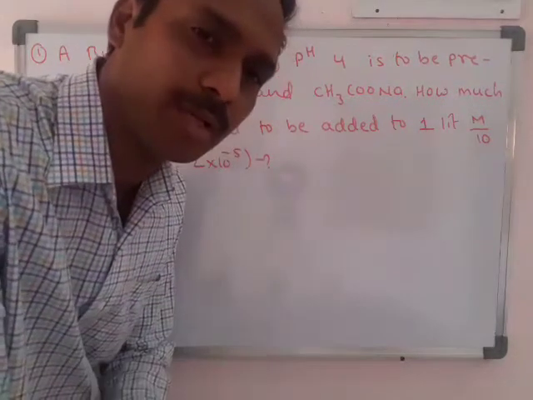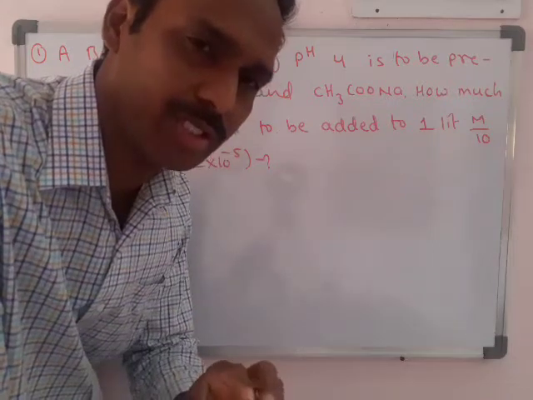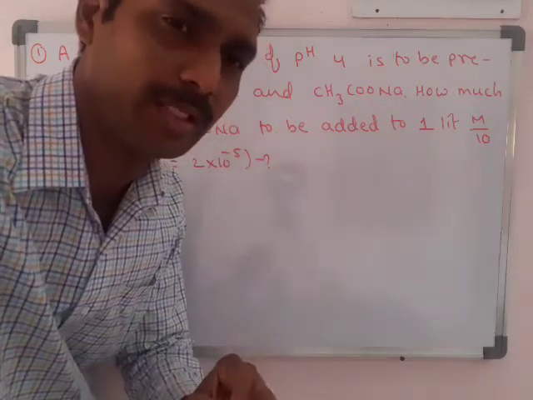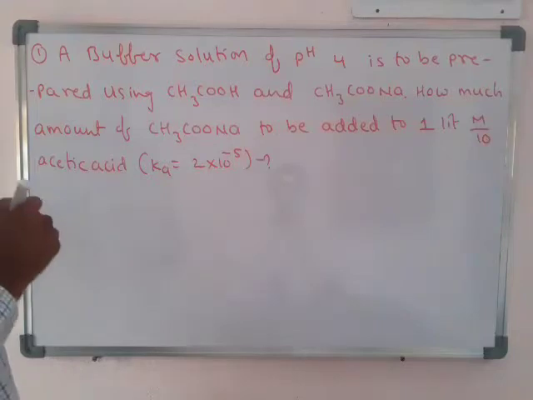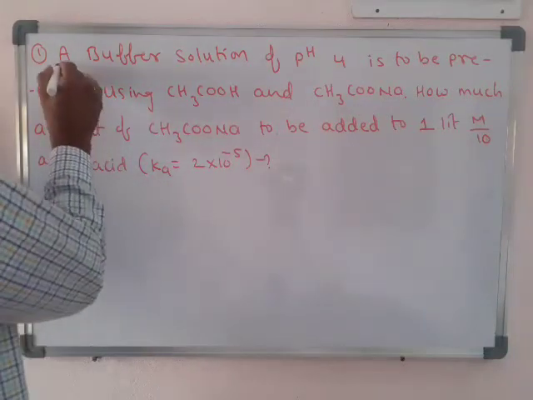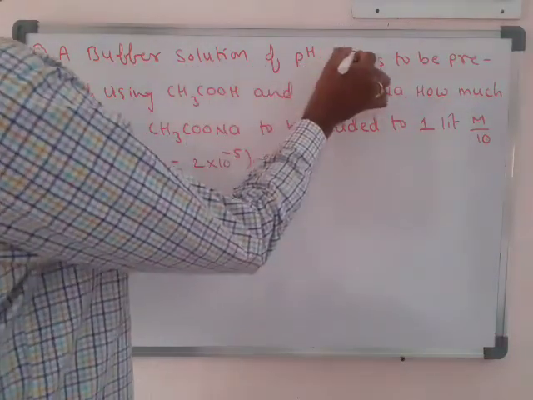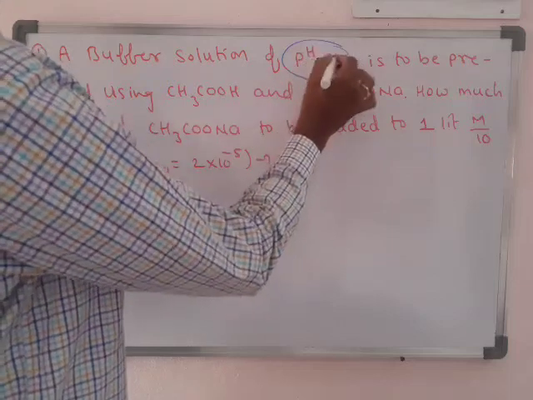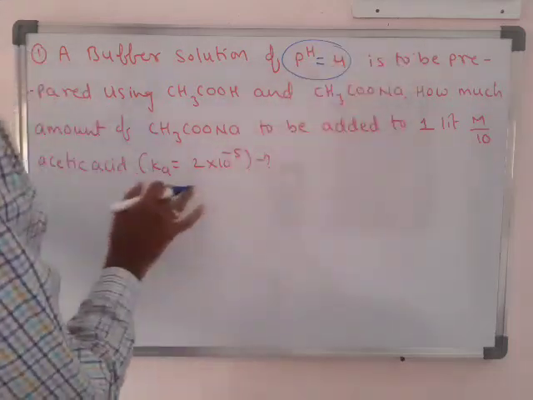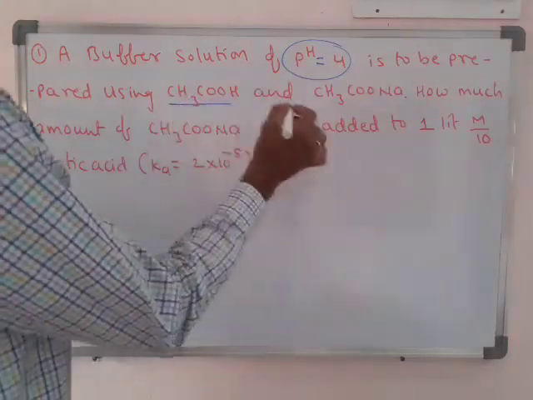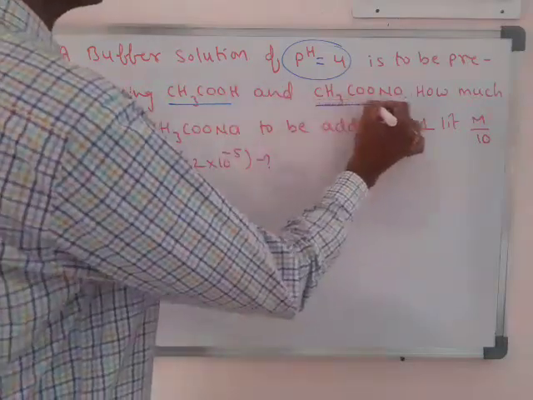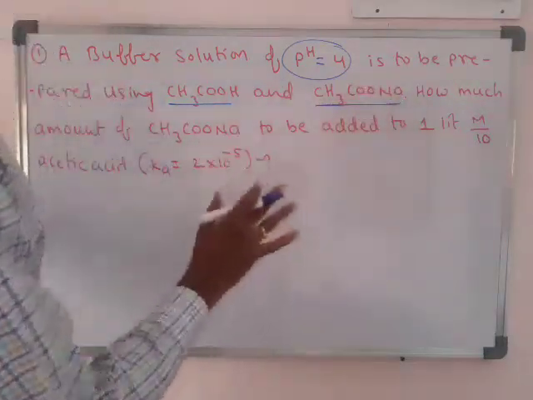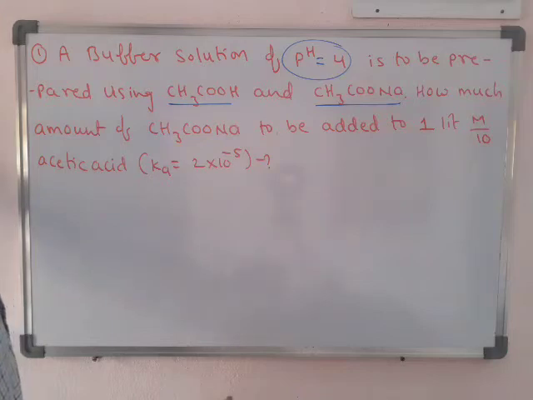Okay, see a problem in buffer capacity. So it is also a very important model. Okay, see, first we explain the problem. A buffer solution of pH 4 is to be prepared using acetic acid, a weak acid, and its salt with a strong base. Means it indicates it is an acidic buffer.